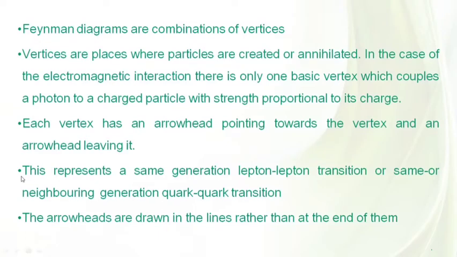This represents a same-generation lepton transition or a same or neighboring generation quark transition. The arrowheads are drawn in the lines rather than at the end of them. You draw arrowheads on these lines in the middle, not at the end of the line, to represent the flow.